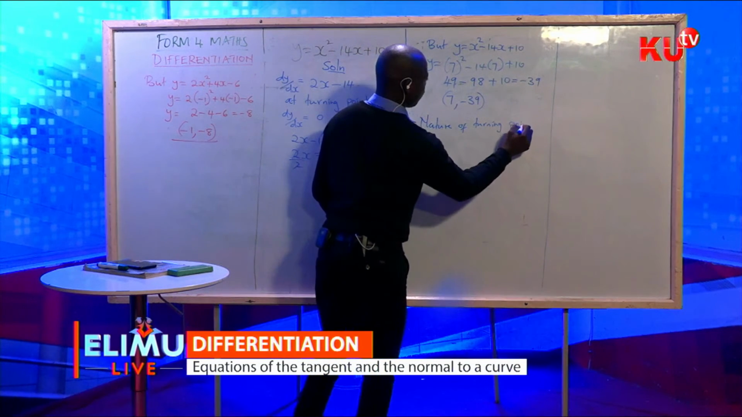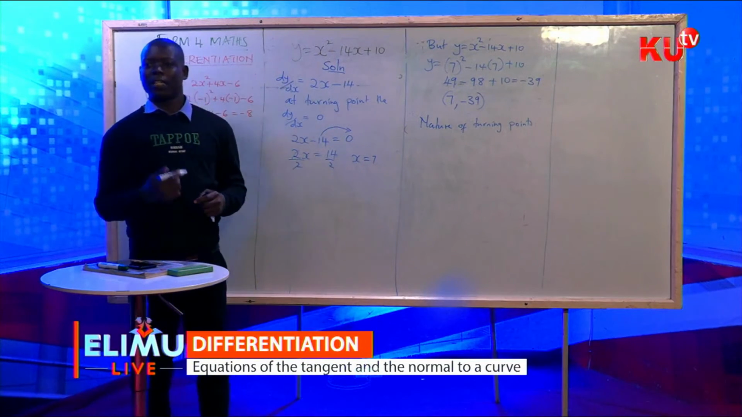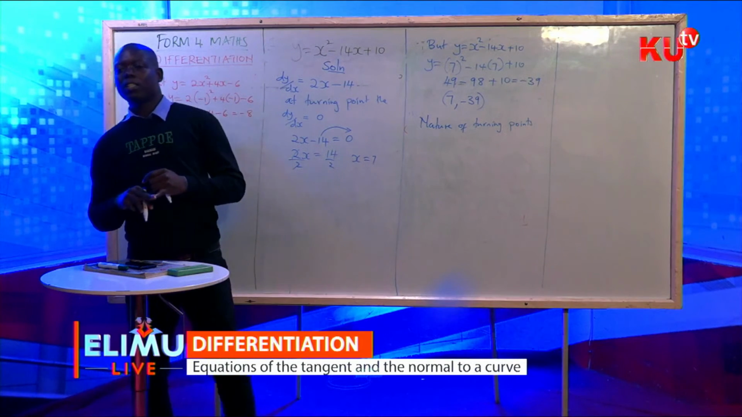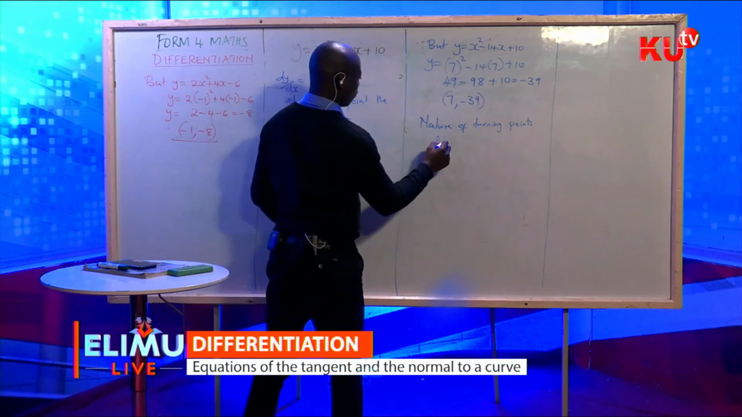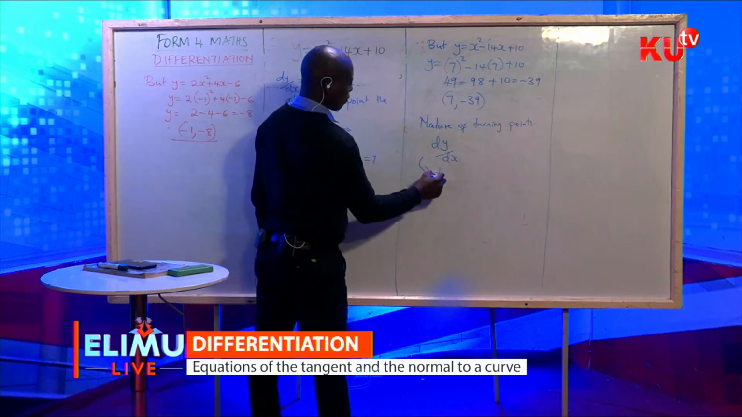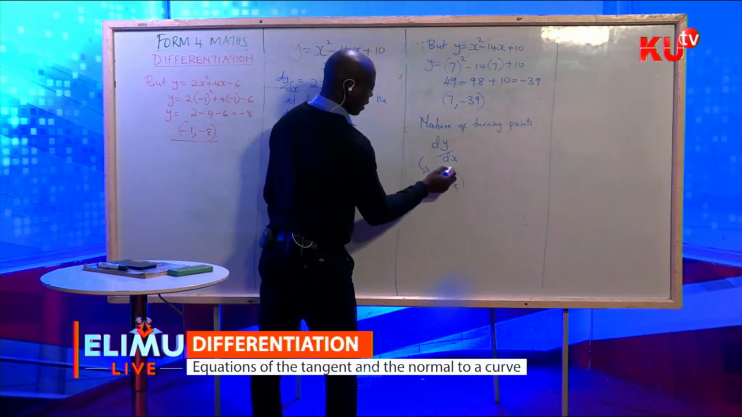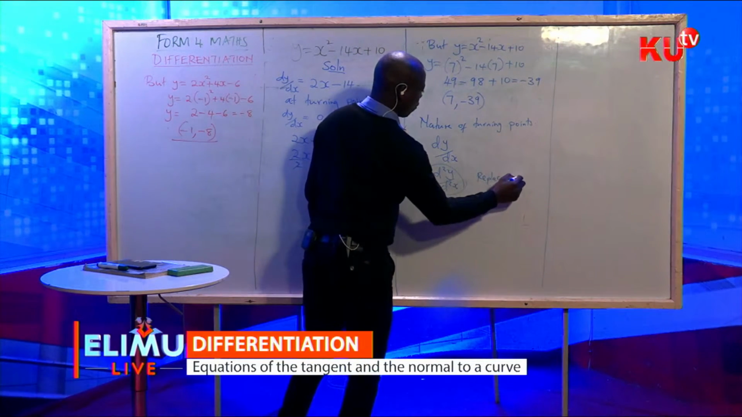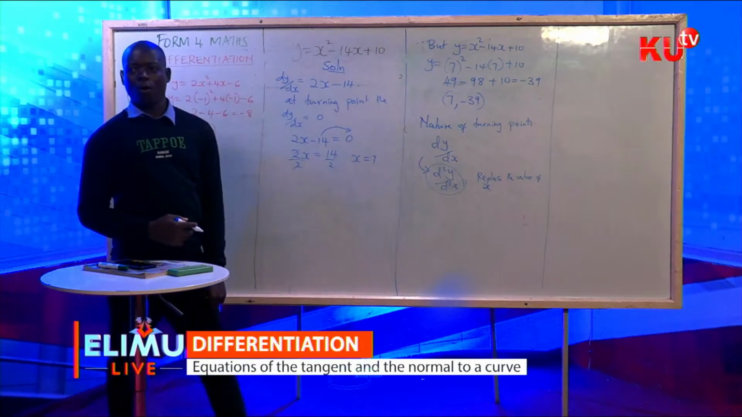Turning points. Once you've determined the points, you may be asked to get the nature of turning points. The simplest way to get the nature of turning points is simply to differentiate the function twice. So you find the derivative dy/dx, and then obtain the second derivative with respect to x. And in the second derivative, you replace in the value of x.